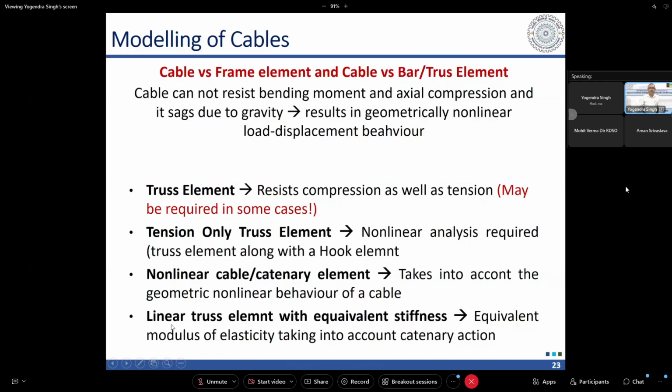In case of this equivalent stiffness, the catenary effect is compensated by changing the modulus of elasticity. So expressions are available in literature using which we can calculate the equivalent modulus of elasticity of the steel, which can take into account the catenary.